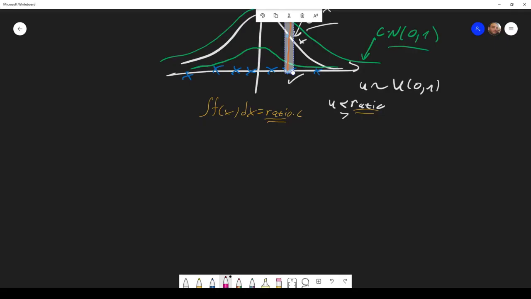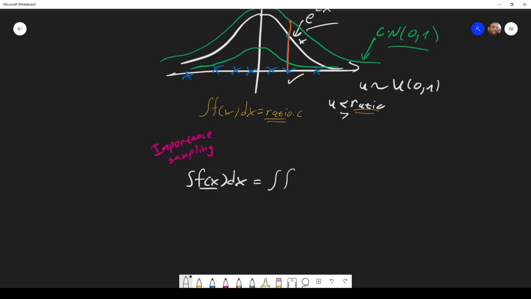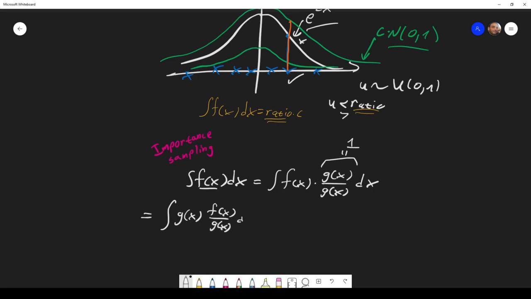Now, the third method I want to show you is called importance sampling. Importance sampling is basically a neat trick. Remember, you are trying to find the integral of some function f of x. It is always true that this is equal to the integral of f of x times g of x divided by g of x, because g of x divided by g of x is always equal to 1. Let me write this in a different way. This is equal to the integral of g of x times f of x divided by g of x, dx. And you could look at this as the mean, according to g of x, of the function f of x divided by g of x.